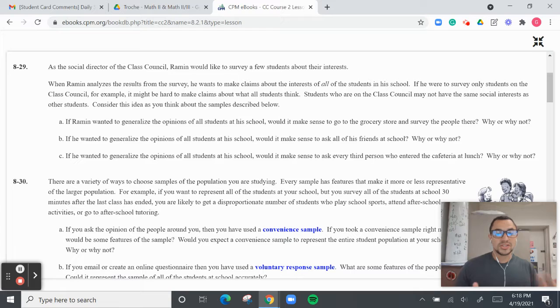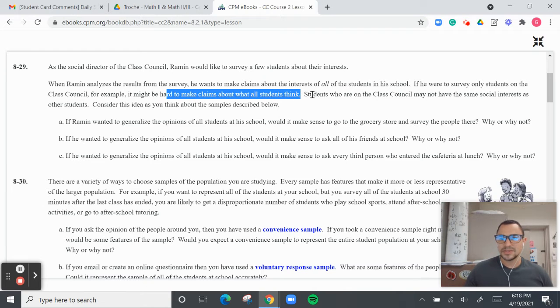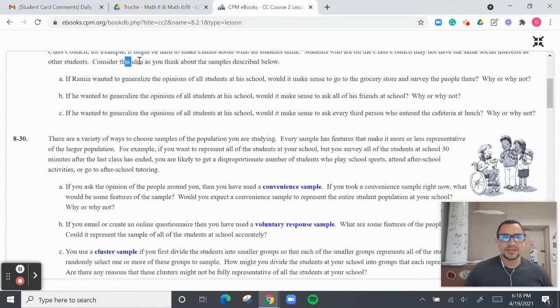So if I took, for example, 10%, and they all said the same thing, that's fine. I wouldn't say the entire school will think that. You have to be very careful when you talk like that. So it might be hard to make claims about what all the students think, but let's go ahead and consider this idea as you think about the samples below.